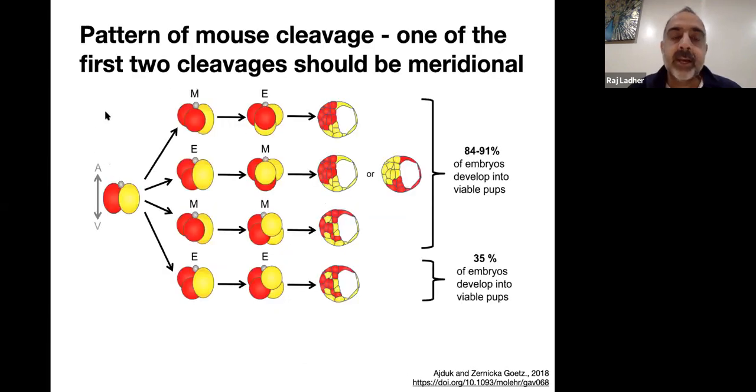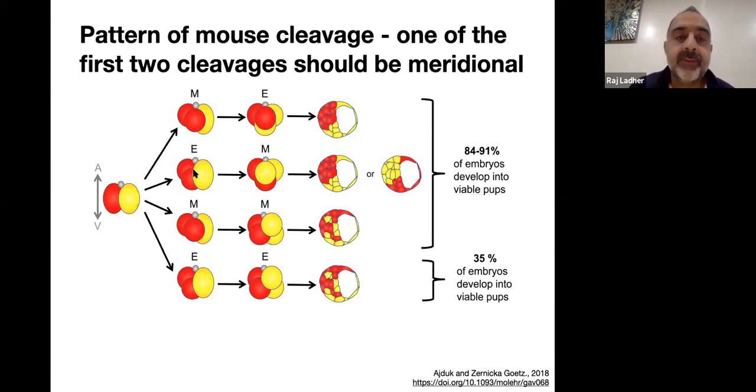So it seems that in most cases the first cleavage is meridional, and then the next cleavage is equatorial. And this gives rise to this kind of embryo here, where much of the inner cell mass, so the embryo proper, is derived from these meridional cells, and the equatorial cells then give rise predominantly to the trophoblast.